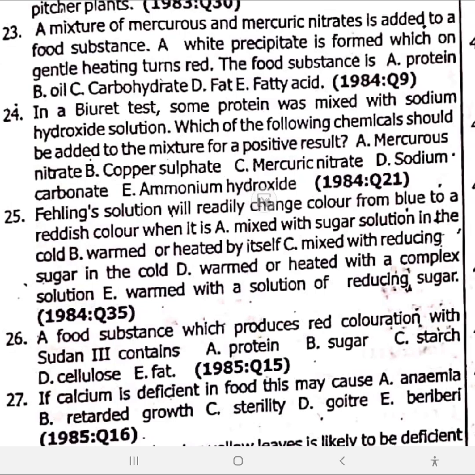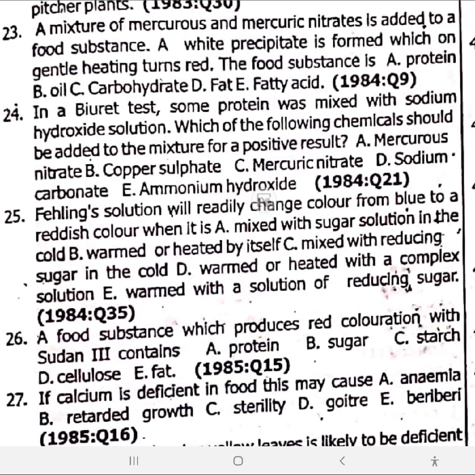Millon's reagent is used to test for protein, and it contains mercurous and mercuric nitrate. When testing, heating is required, which would give a deep red coloration. That's number one. Give one line.